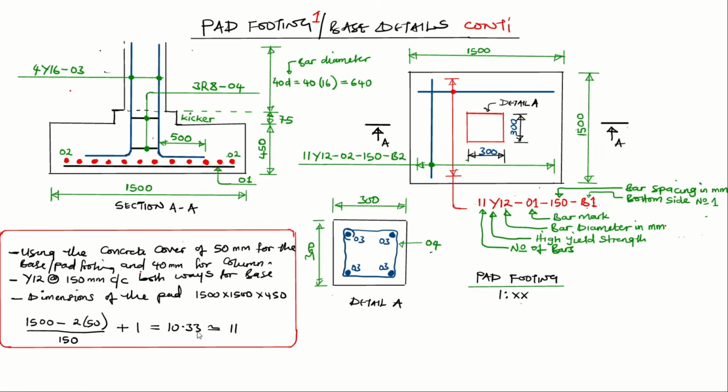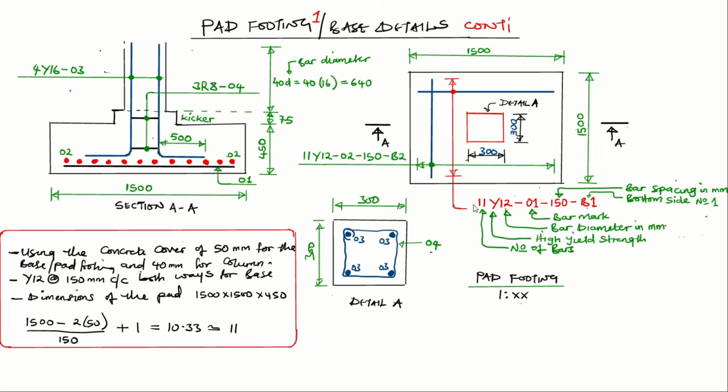We get 10.33. Then, like we always say, you need to round off to the nearest whole number in order to get the number of reinforcement if you get a number that has decimal points. So for example, in this case, since this is 10.33, the nearest whole number is 11. So as a result, we're going to have 11 reinforcement. Now, this is the 11 that you're seeing here. So it's 11, which is the number of reinforcement.